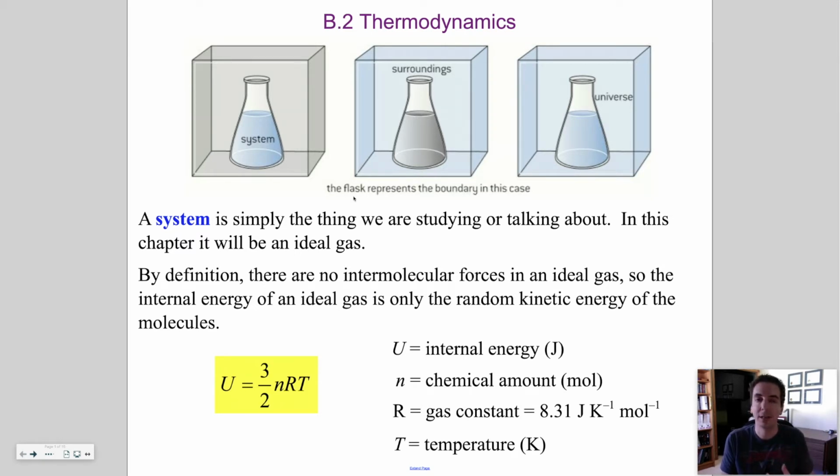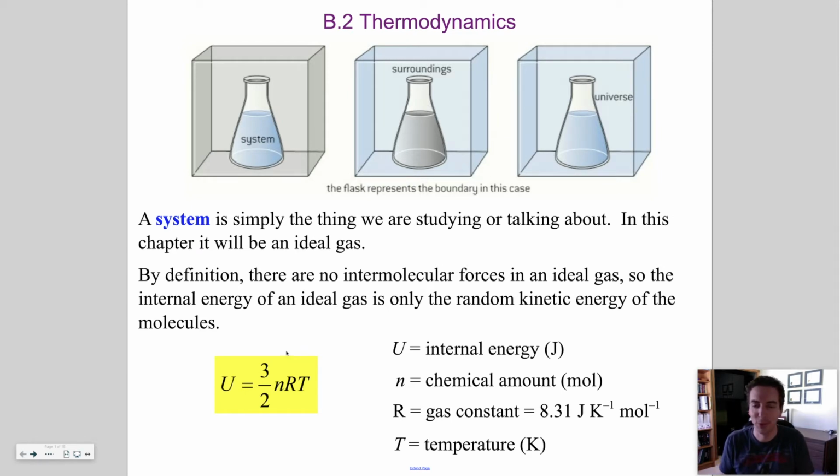the internal energy of a gas is only due to the random kinetic energy of the gas particles, or the molecules in this case. So here is a formula to determine the amount of internal energy of a gas. The only variable there is temperature in Kelvin, and also the chemical amount as well. So chemical amount, ideal gas constant, and temperature. So kind of makes sense. The higher the temperature, the more internal kinetic energy you've got.